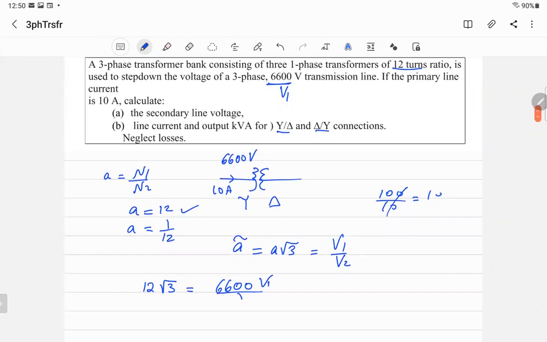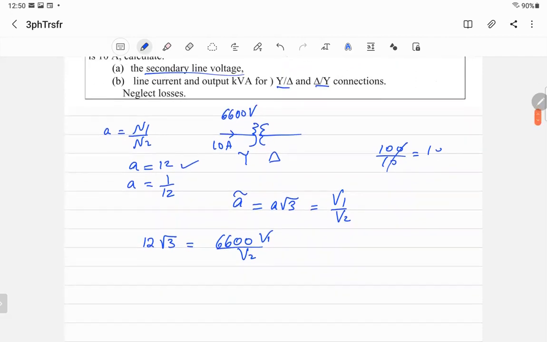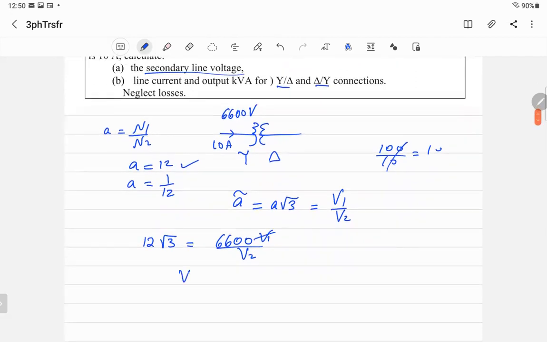And V2, the unknown one. So we want to find the secondary line voltage. It's very simple now. So V2 will be equal to that divided by 12 square root 3. And you get the voltage. I think it will be equal to 317.55 voltage. Okay, that's the first thing.